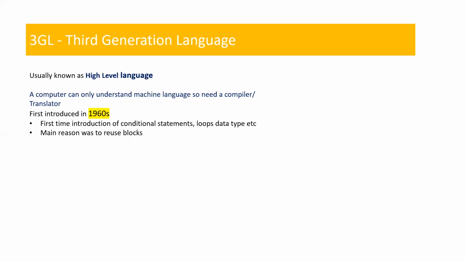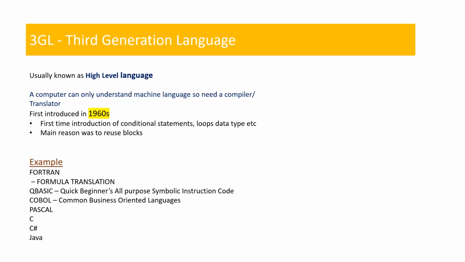Third generation languages are the high level languages. Some examples are Fortran, QBasic, COBOL, Pascal, C, C++, C Sharp, and Java. All these languages are available in the third generation. Here, from modular programming to procedural programming to object oriented programming to functional programming, all types of evolution are there in this particular generation.